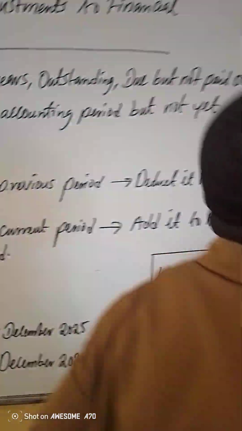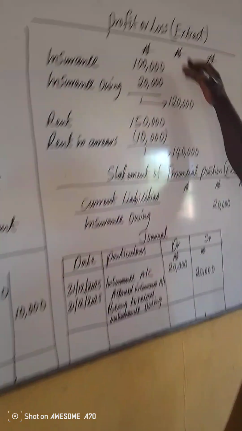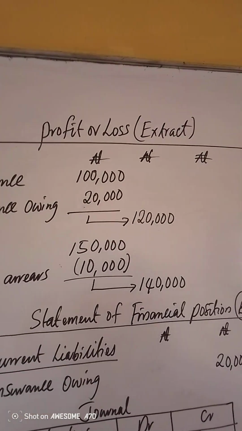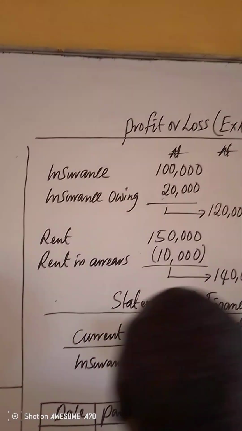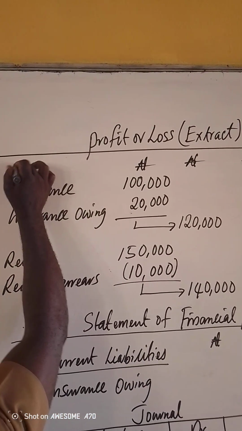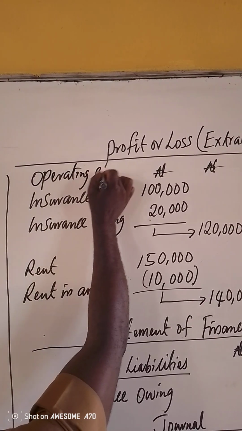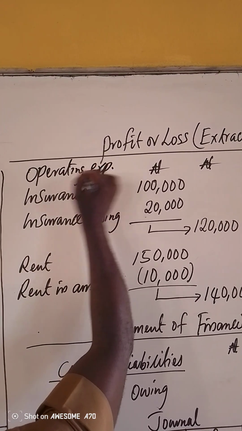You come here under the profit or loss extract, under what is called operating expenses. That is, you come under the heading called operating expenses.